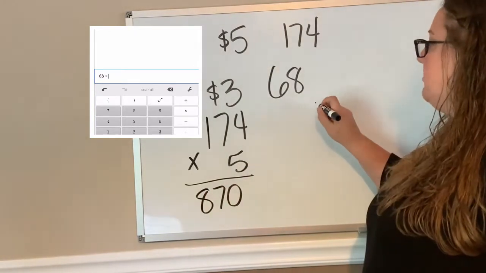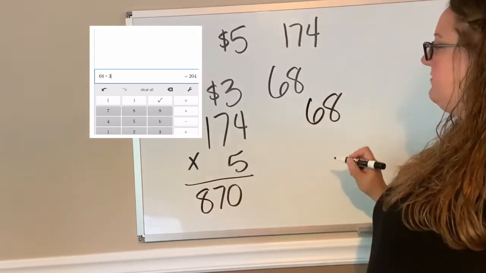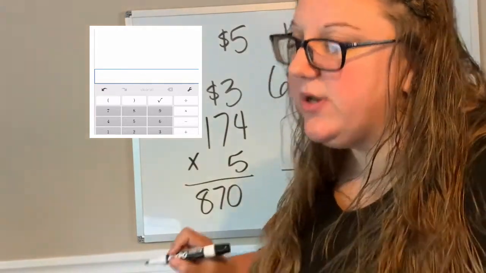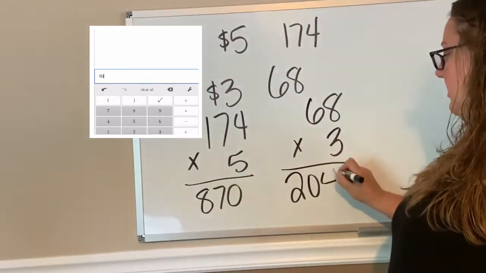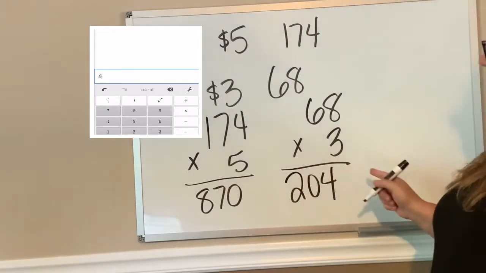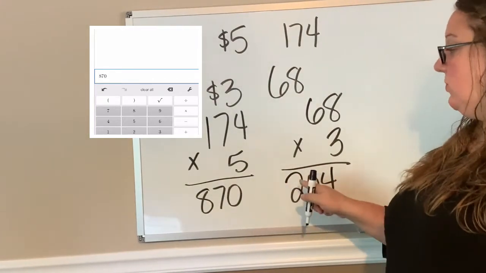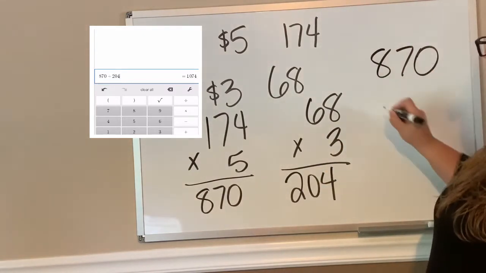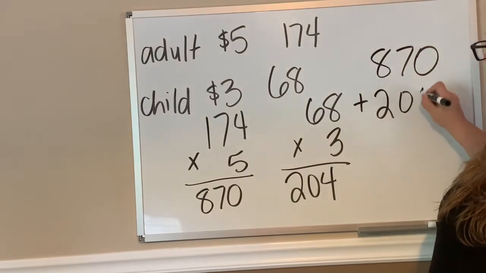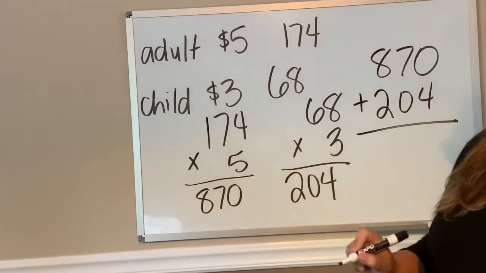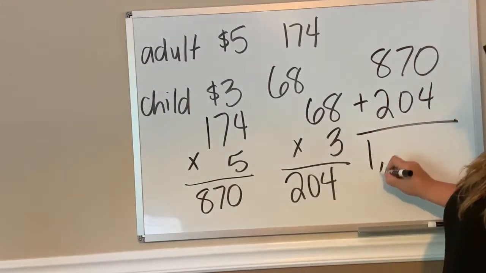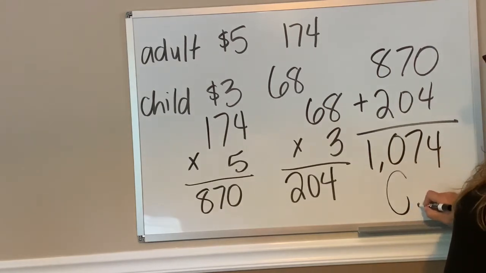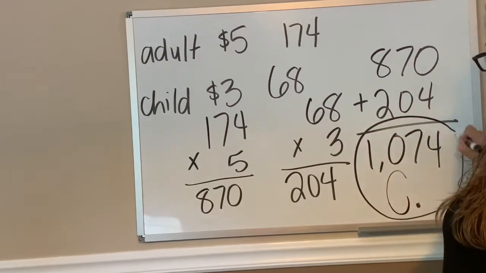Now for child tickets, I'm going to do the same thing. I'm going to do 68, that's how many they've sold, times $3 a piece, and that gives me $204. That's how much they've made on child tickets so far. Now, all I need to do is combine these two prices. That's how much money they've made in all. So I'm going to take 870 and add 204. And when I type that in the calculator, I get $1,074, which is answer choice C.